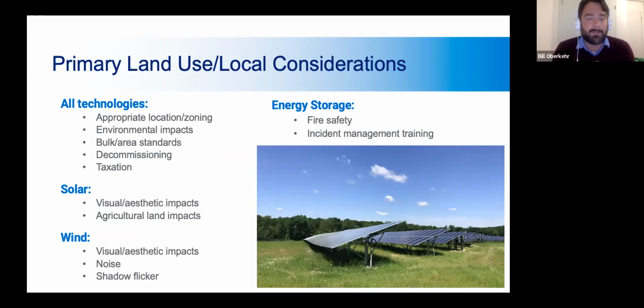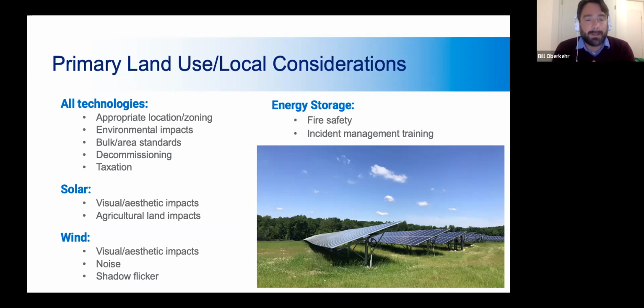So let's talk about what we are here to talk about. Land use and local considerations for these technologies. For all technologies, we want to think about what is the appropriate location, what zones do we want them in. We want to leverage our zoning for all of those technologies. We want to think about their environmental impacts, and not just stormwater runoff, but environmental impacts in the human environment as well. Things like noise for wind turbines, aesthetic impacts as well.